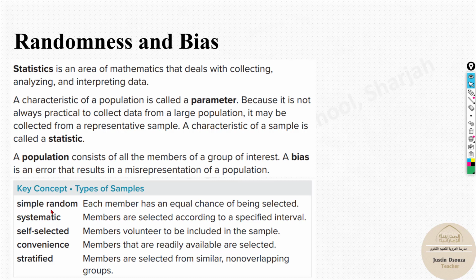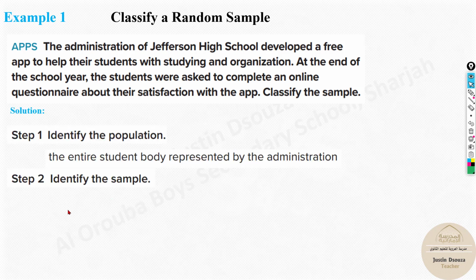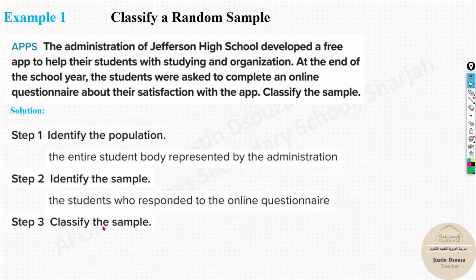It's whether it's simple random, self-selected, or convenience. It's self-selected because the students must volunteer themselves to download the app. They have just developed the app and have not forced anyone. It's up to you. If you want, you download the app, right? So that would be it. Let me just double check. Yeah, it is self-selected.